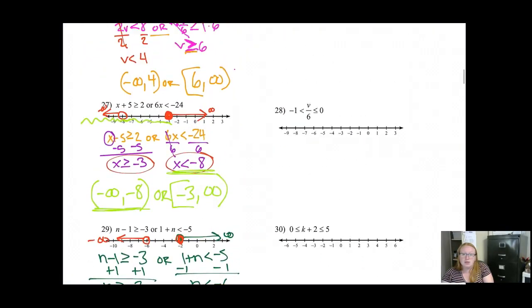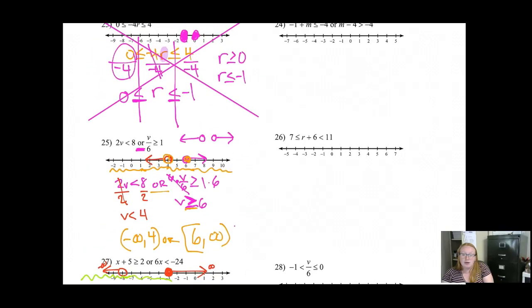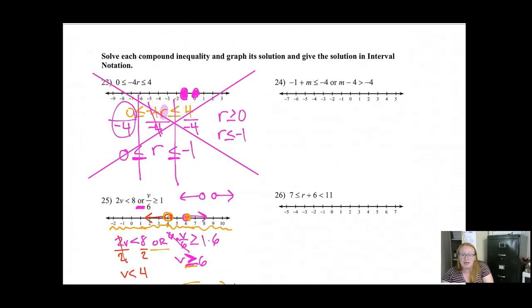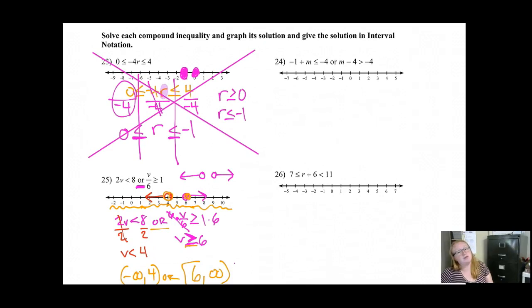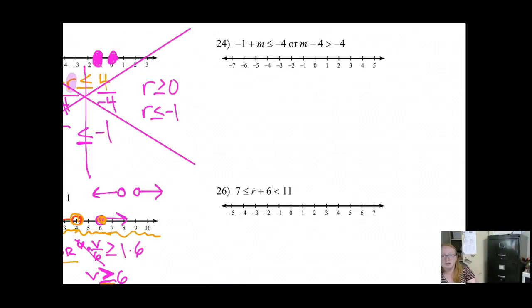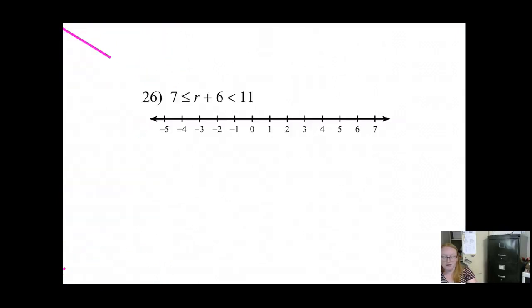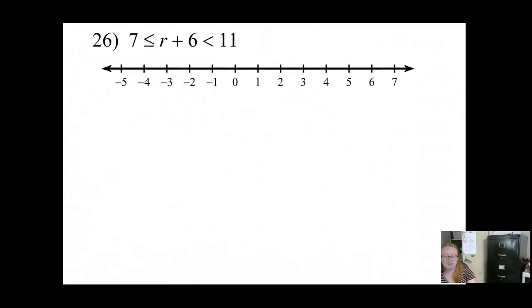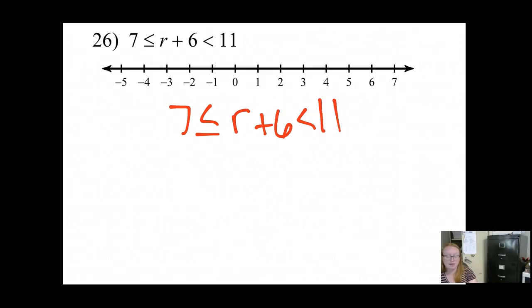I'm going to go ahead because it looks like the even side was ands. Okay, I'm going to go through and do some of the even side. So I'm going to leave number 24 for you to do. It's an or. Number 26, I'm going to go ahead. I'm going to rewrite. I get 7 is less than or equal to r plus 6 less than 11.